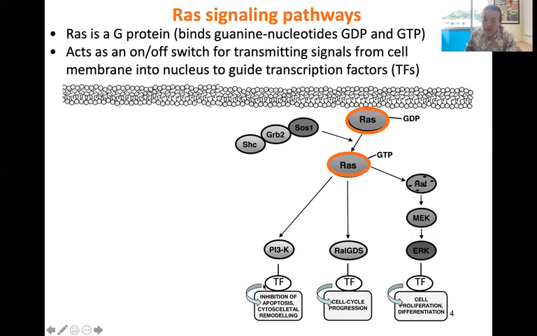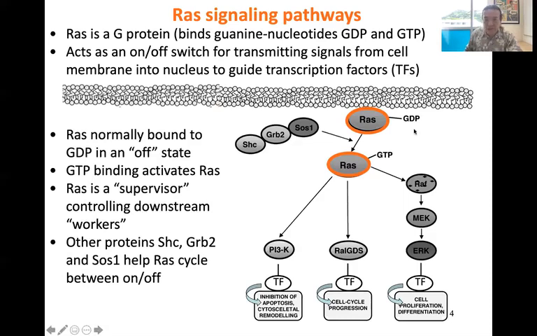Eventually, these pathways activate certain transcription factor proteins in the nucleus, and those are the transcription factors that will then bind to the regulatory sites of certain genes, genes that do things like control apoptosis or cytoskeletal remodeling, or genes that regulate the cell cycle progression or cell proliferation and differentiation. So just by this set of different sort of phenotypic changes, you can already begin to appreciate why RAS is important, right? So RAS, again, is normally bound to GDP in an off state.